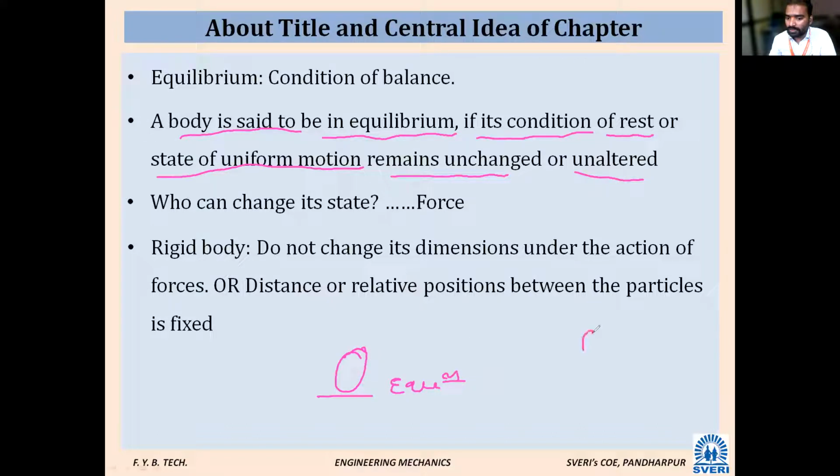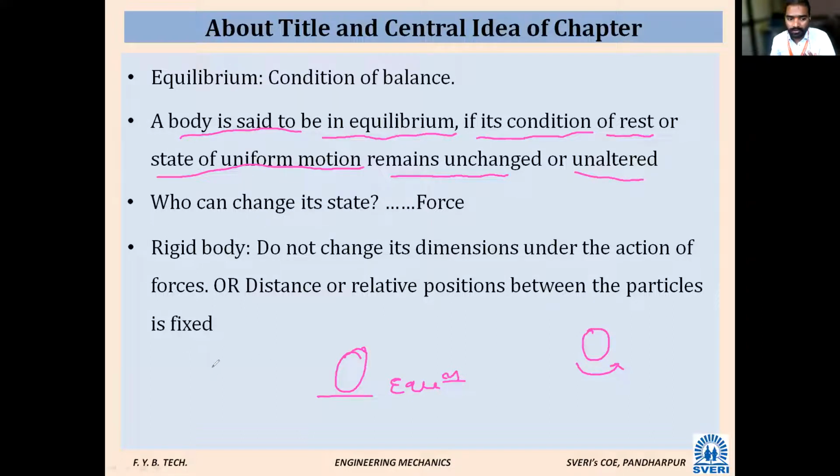Now consider this is earth. Is it at rest or in motion? Motion. So today earth is rotating, tomorrow it is also rotating, day after tomorrow also it is rotating. Is it in continuous motion only? Yes, sir. It will not change its motion. It means the earth is also in equilibrium condition.